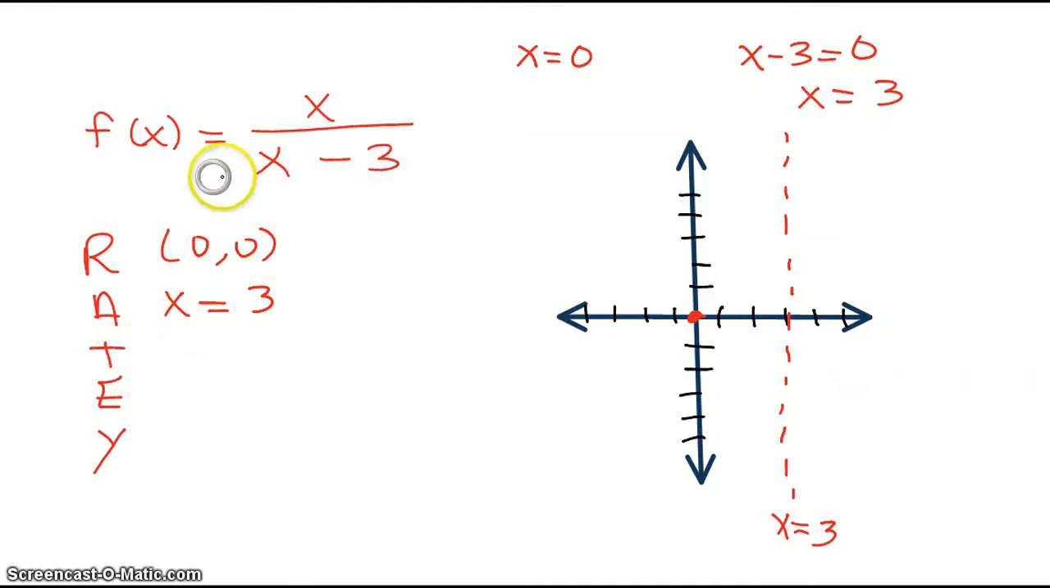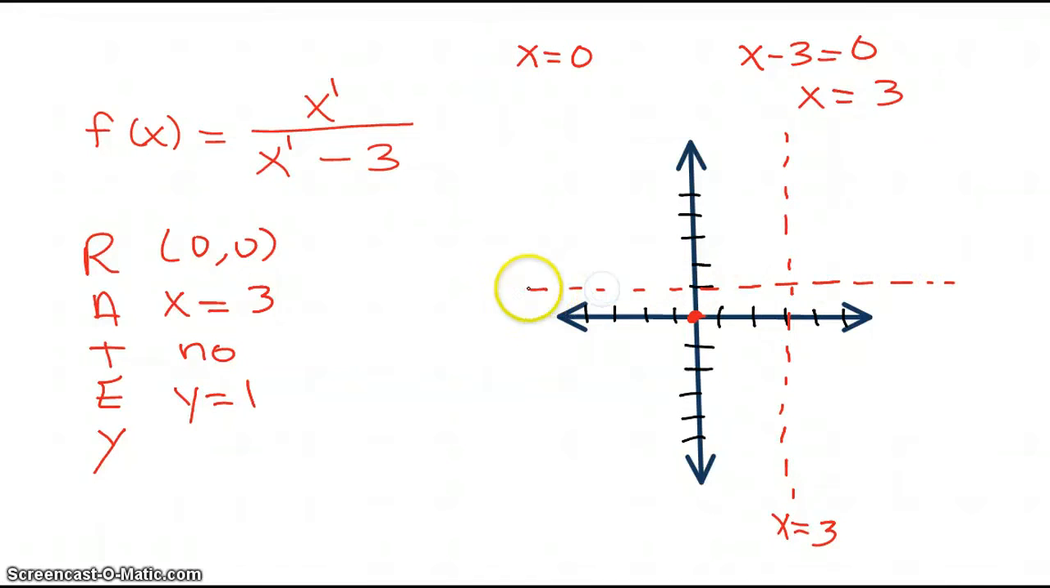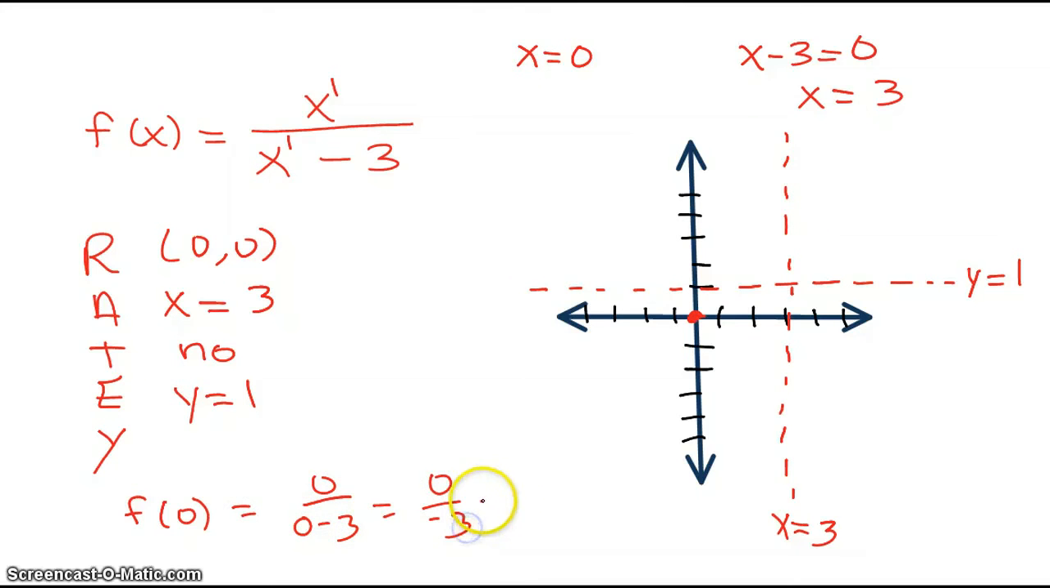And then the T, this is not special square, so if it's not a special square, you're going to put no. E is your end behavior, so I'm looking at the degree. The degree exponents are the same because these are both 1s. So I'm going to divide the coefficients, so 1 divided by 1, so it's going to be y equals 1. So I'm going to go to y equals 1 and draw my dotted line. And again, make sure you label your asymptotes, so it'll be y equals 1. And then your y, you're going to put 0 in place of x, so I'm going to find f of 0 and get 0 over 0 minus 3, which of course is just 0. So my y-intercept is also 0, 0.